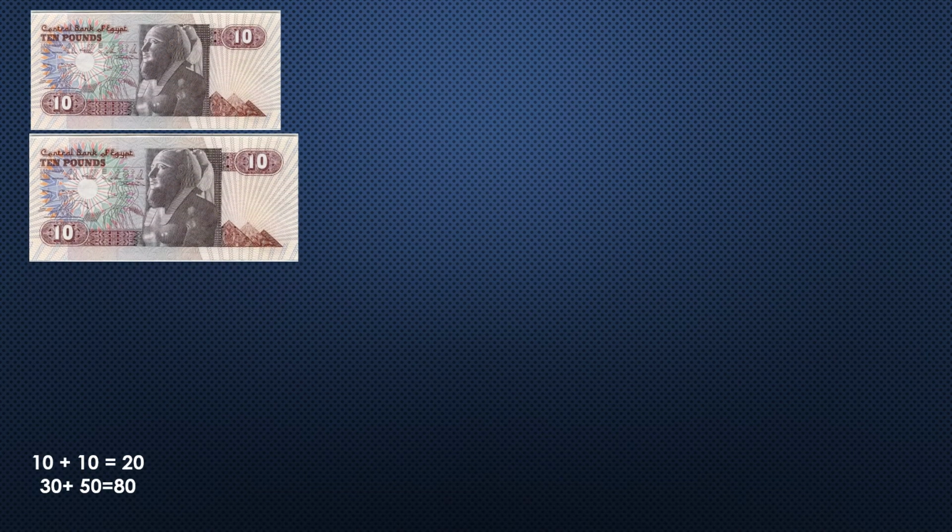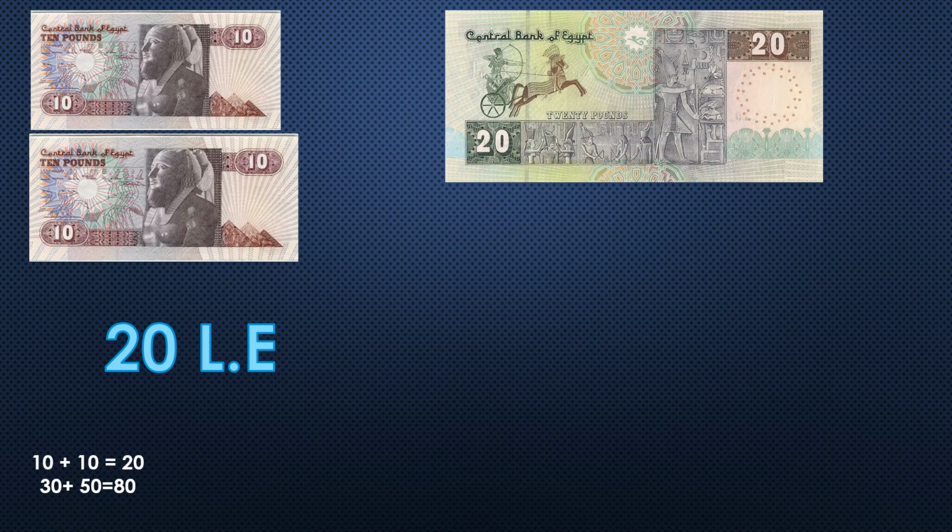Remember, primary 1, when we learned to count tens? When I asked you 10 plus 10, you said 20. When I asked you 30 plus 50, you said 80. Super. So, who can tell me 10 LE plus 10 LE equals what? Equal 20 LE. Super. And this amount of money equals what? Equal also 20 LE. Both of them are equal?